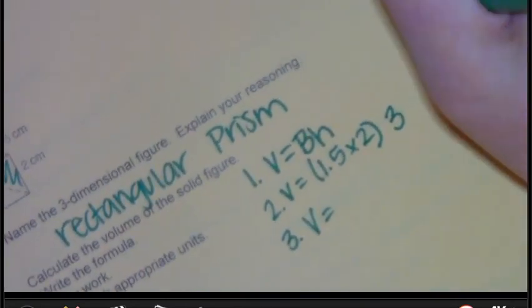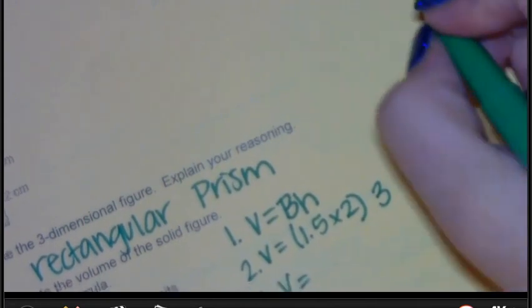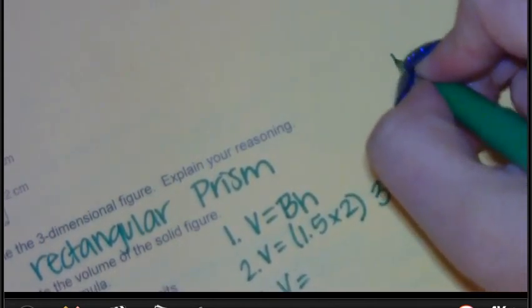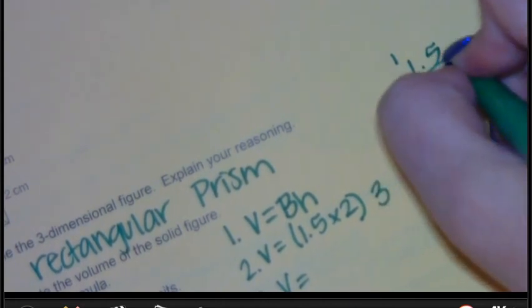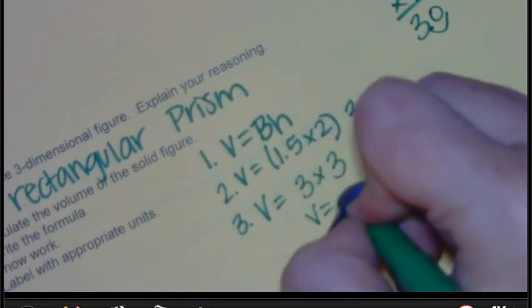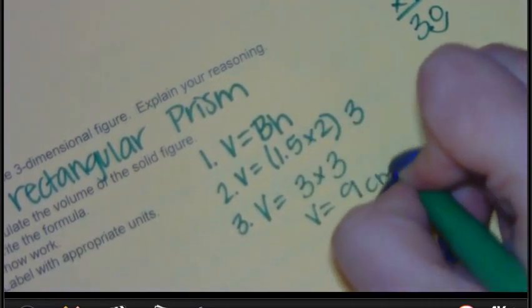All right, so let's do 1.5 times 2, because that's what I have inside of my parentheses. 2 times 5 is 10. Carry the 1. 2 times 1 is 2, plus 1 more is 3. I have a 1 place value, so I'm going to move my decimal 1 time. So I have 3 times 3, which gives me a volume of 9 centimeters cubed.